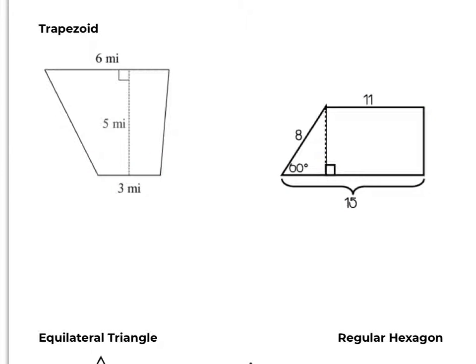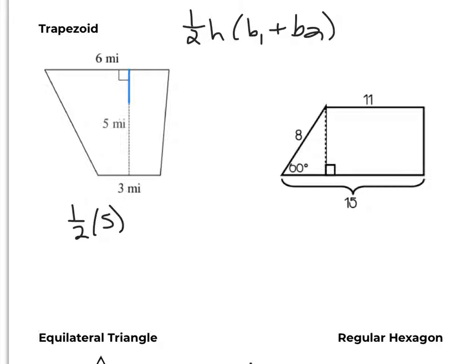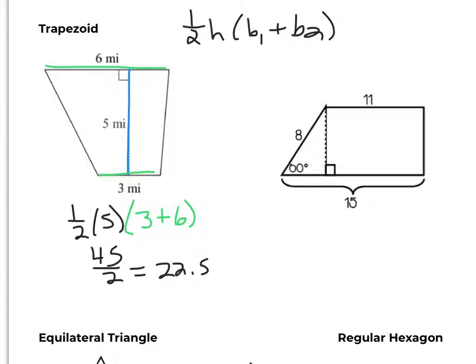We also looked at trapezoids. The formula for a trapezoid is 1/2 height times base 1 plus base 2. Alright, so 1/2, my height is 5, and then I have b1 plus b2, so that would be 3 plus 6, which is 9 times 5 is 45 over 2, or 22.5, whichever.